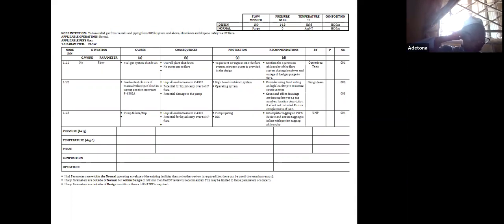There are some you have to do before you produce. For example, some could be just ordinary operation procedure. You don't need to do that now. You can do that before the operation, before the plant is commissioned.